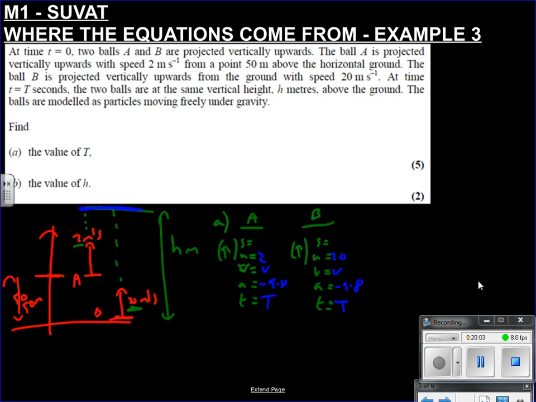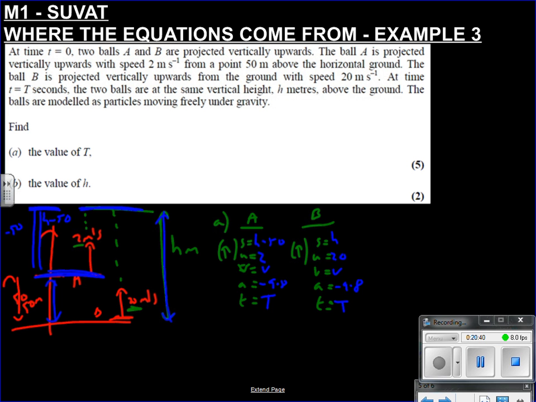Now we've got this idea of s. So it's obvious for B, because the total displacement is a movement up by h meters. But for part A, it started 50 meters up. So actually its displacement is h minus 50. Can you see the total thing's h, take away this 50, and its displacement is h minus 50. And now you can do a simultaneous equation involving SUVAT.